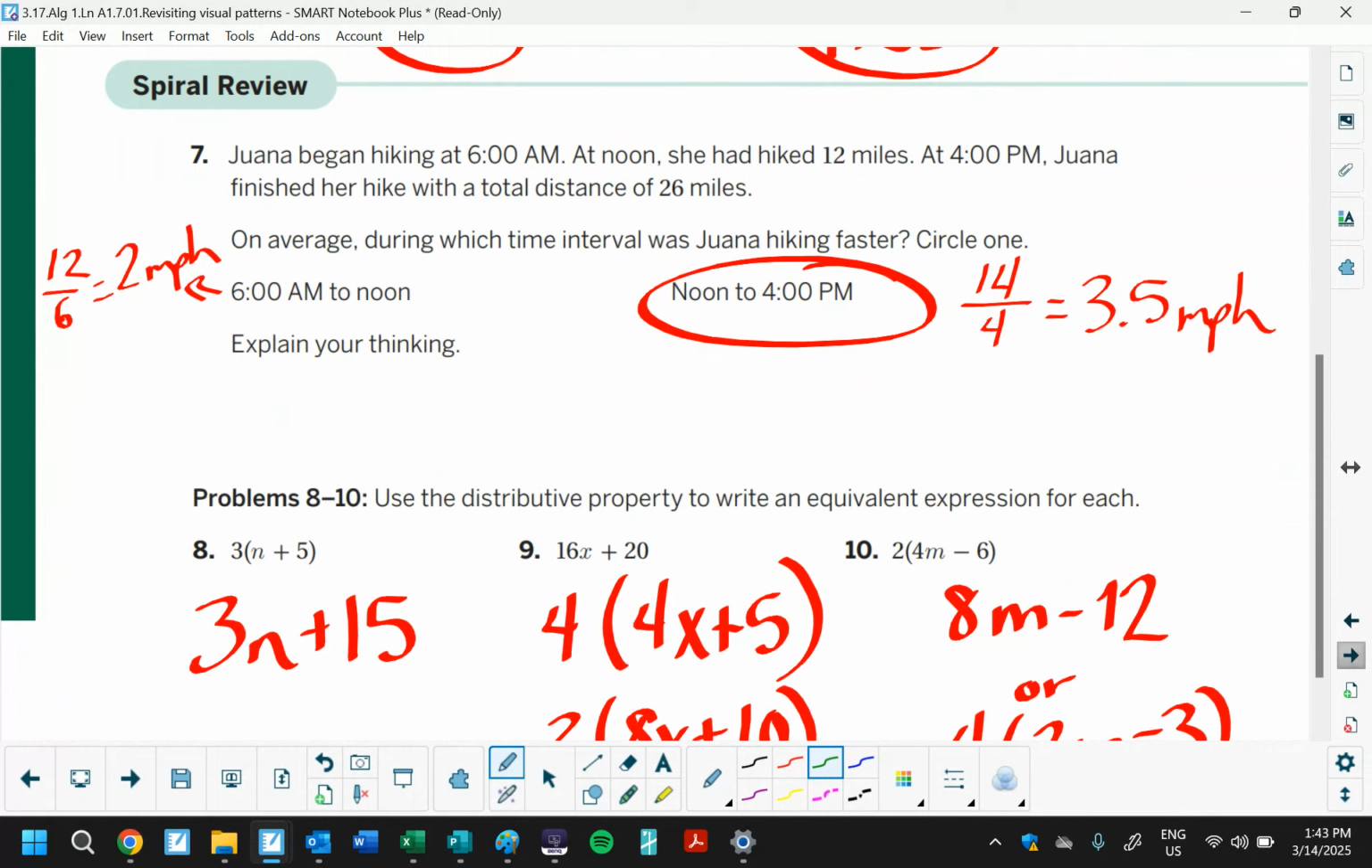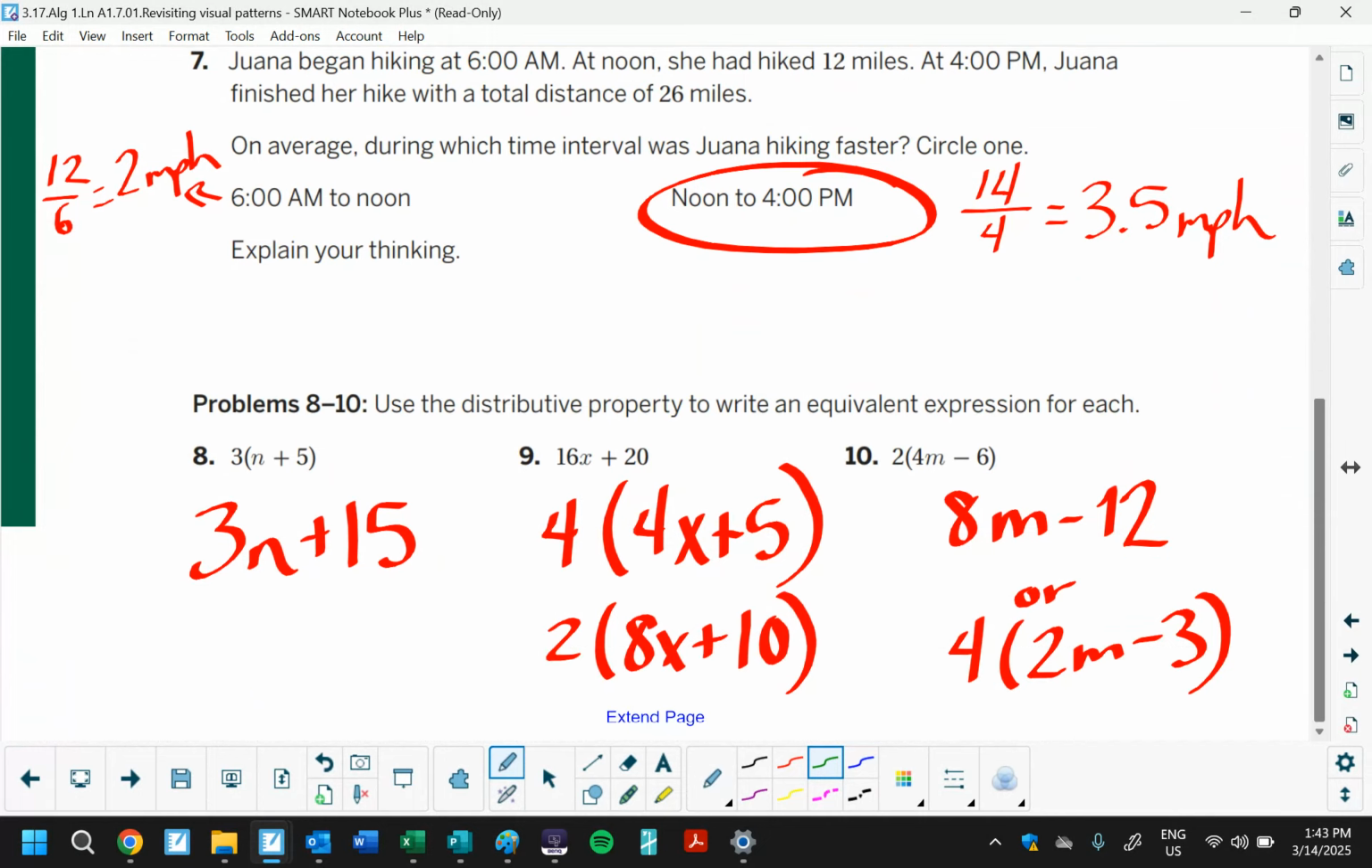Number 7 is going to be the time frame from noon to 4. You can look at my work just briefly. And number 8, 9, and 10, some of them have multiple answers, as long as yours is an equivalent expression.